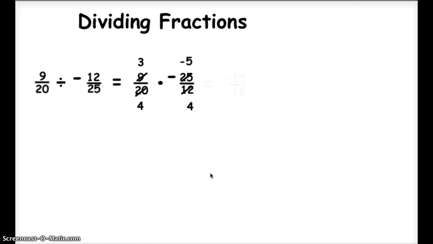Now they're all reduced. So I just multiply the top and I multiply the bottom. 3 times negative 5 is equal to negative 15. And I'm going to divide that by 4 times 4, which is 16.